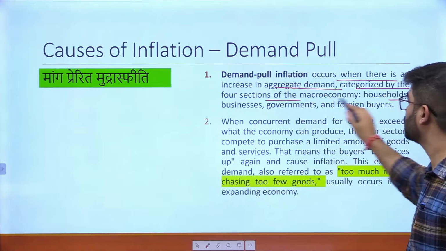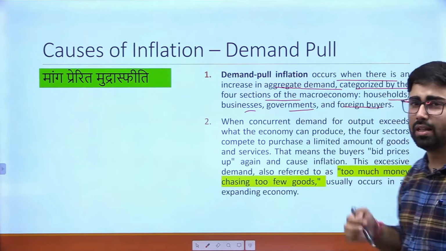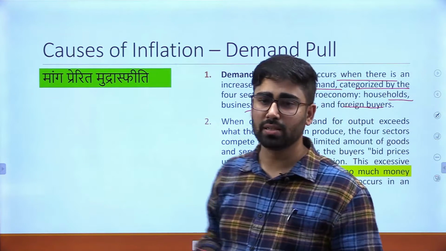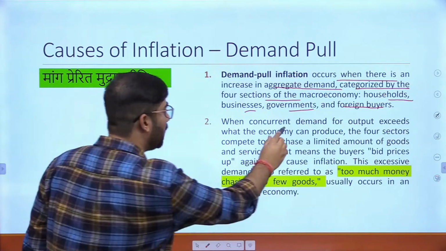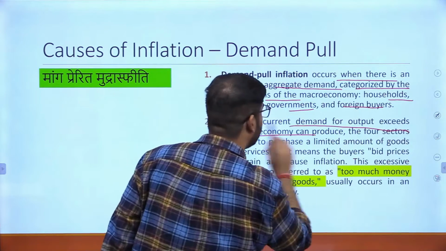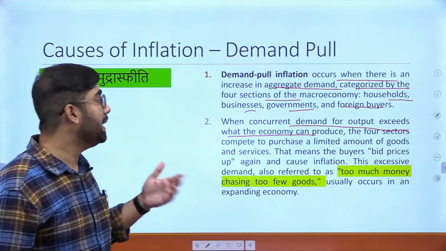the macroeconomy: households, business, governments and foreign buyers, that is who will demand those products. And then when concurrent demand for output exceeds what the economy can produce, the four sectors compete to purchase.